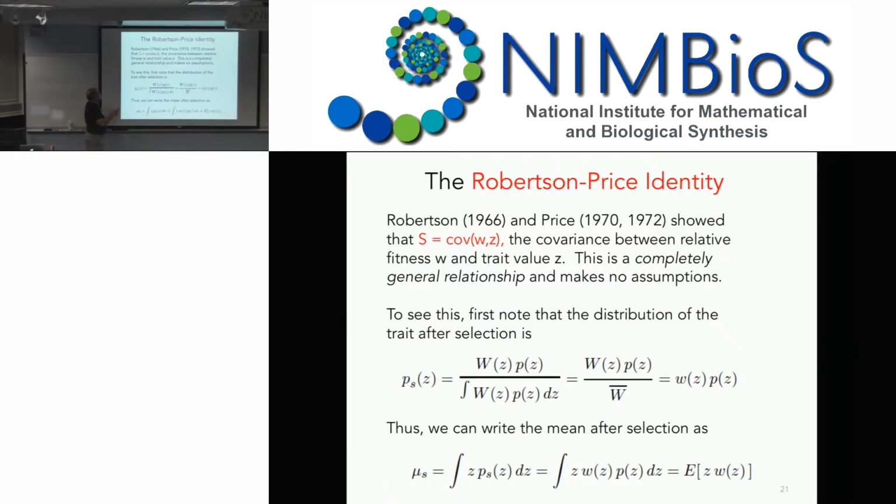The within-generation change is simply the covariance between relative fitness and phenotype. And that's a foundational piece we'll use for the analysis of selection. It's a foundational piece for looking at general selection theory, the Robertson-Price identity.